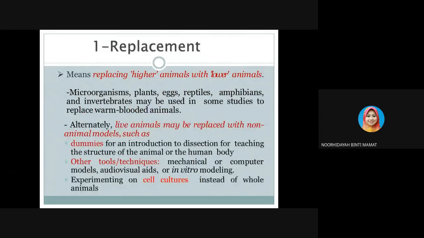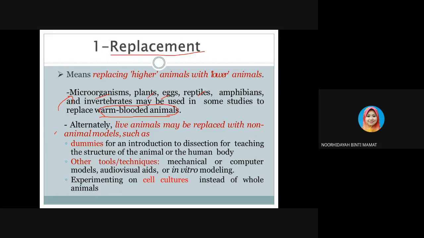The first one is replacement. The first alternative, replacement, means replacing higher animals with lower animals. For example, microorganisms, plants, eggs, reptiles, amphibians, and invertebrates may be used in some studies to replace warm-blooded animals. So we replace the higher animals with the lower animals. This is the first replacement.